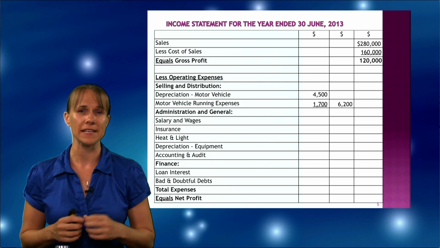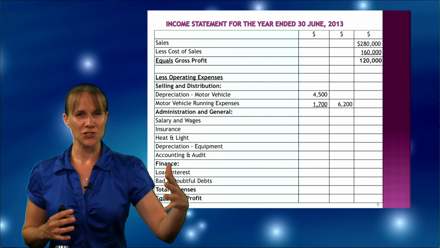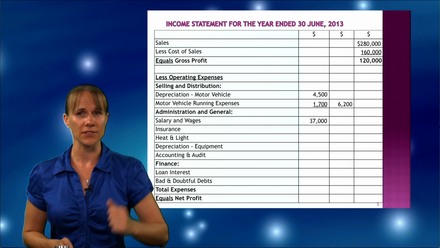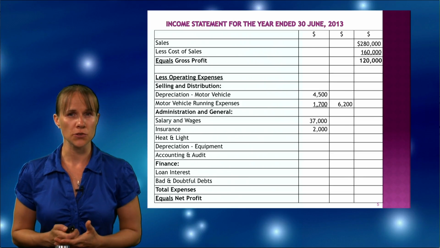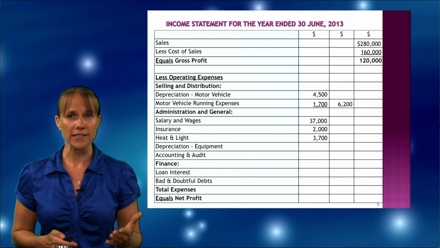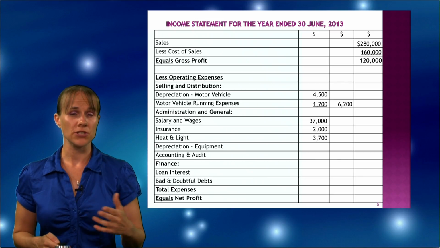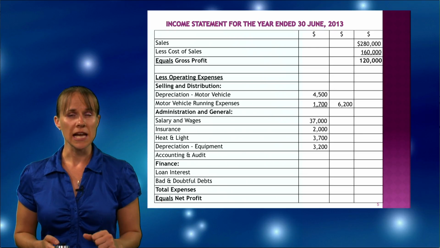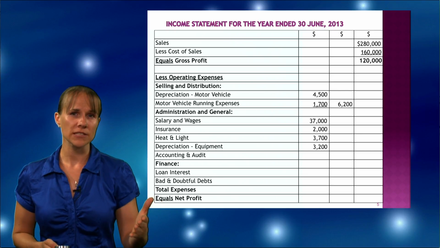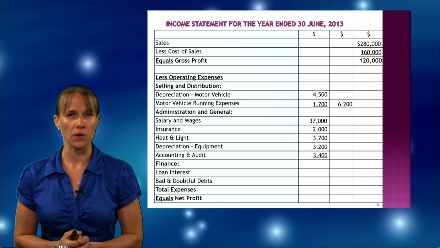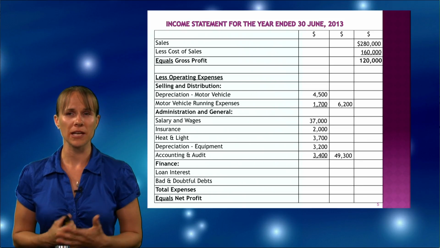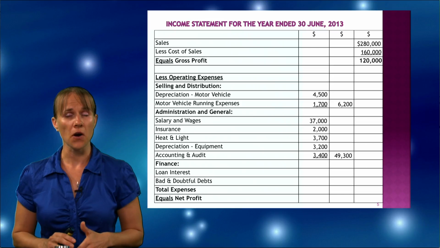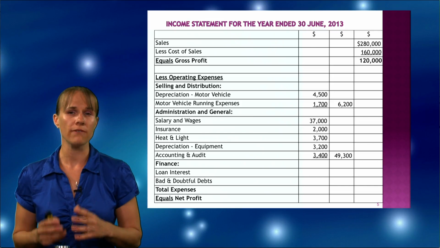Our next category of expenses is administration and general. So we list the expenses here that relate to our administration and our general functions of the business. They include things like salary and wages of $37,000. Includes insurance of $2,000. We have heat and light, $3,700. Depreciation for the equipment, say for office equipment, $3,200. And then we have the auditing and accounting expense of $3,400. So we add those together, we come to a total of $49,300.